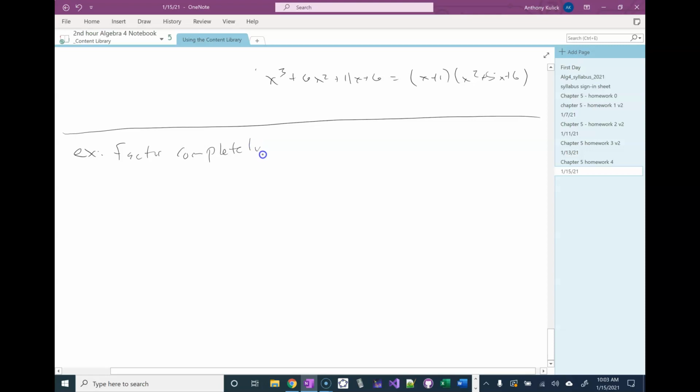So an example problem, we might ask to factor completely some polynomial, in this case x cubed plus 4x squared minus 11x minus 30, if x minus 3 is a factor. So for right now, I'm going to give you one of the factors.